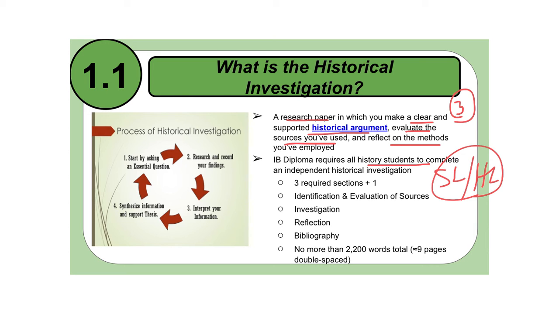There are 3 required sections within the HI plus 1. What that plus 1 is, is your bibliography. You have to do identification and evaluation of sources, investigation, which is the actual big part, that is Part B. Then you have a reflection part that you have to complete. Again, there's that plus 1 with the bibliography. And you have a 2,200 word limit, which is about 9 pages double spaced.